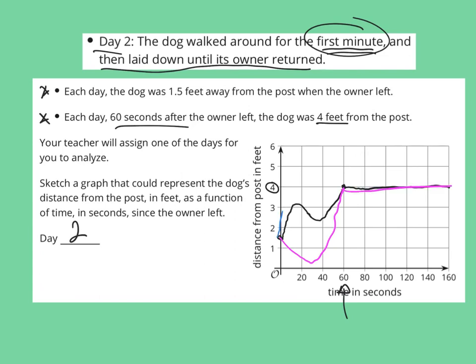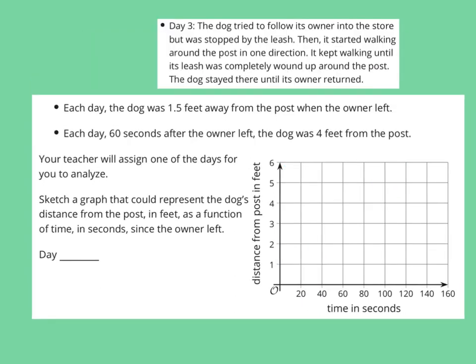Or the dog could have tried to hit the end of the leash and then back down and lay down. So this part is non-negotiable, but this area here is totally up to the reader's interpretation, right? Has to start at 1.5 feet away, walks around. What does that mean? It could mean got closer to the post, further from the post, closer and further from the post, either way, or I should say further and closer. Interpretation up to the reader.